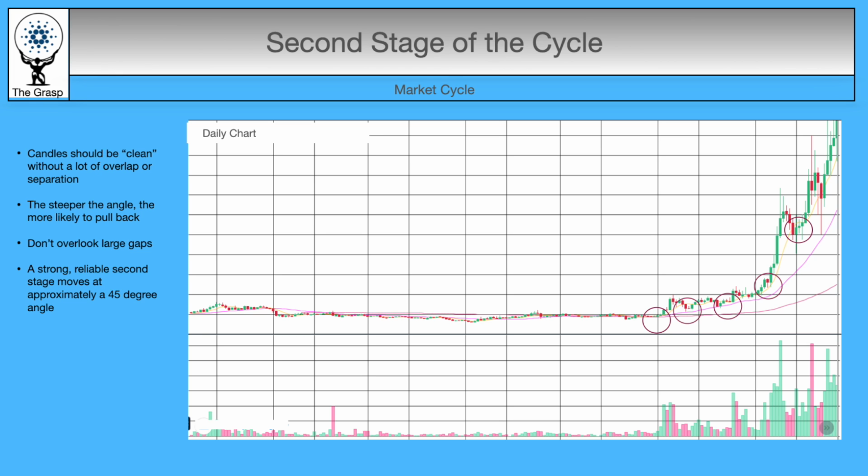Traders should be attentive and avoid getting in late and staying too long. So notice that candles should be clean, without a lot of overlap or separation. The steeper the angle, the more likely it pulls back, so don't overlook large gaps. Secondly, a strong, reliable second stage move at approximately a 45-degree angle is much easier to maintain itself. If it gets too steep and sharp, it cannot continue in that way without a significant pullback.